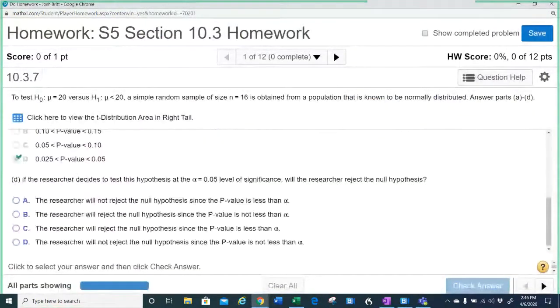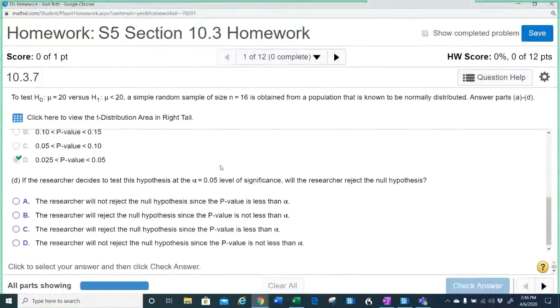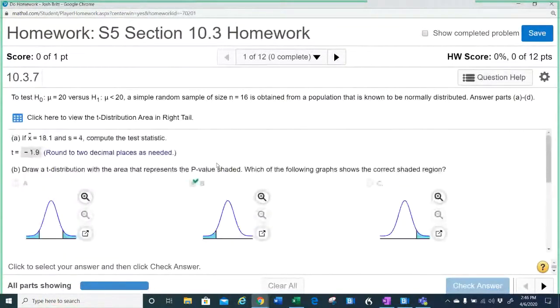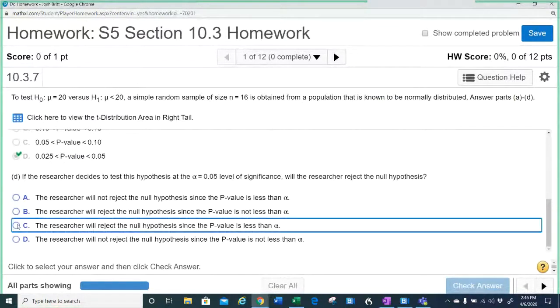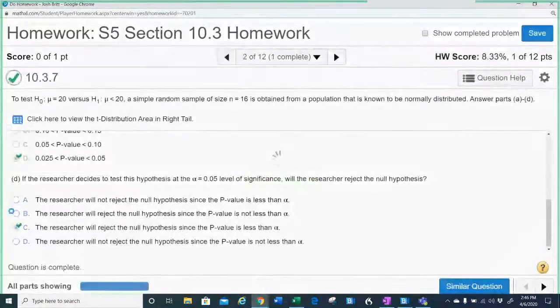And then p-value is quite small. Do they give us alpha? They don't give us, oh, here's alpha. So yes, that would be less than. So the researcher will reject the null hypothesis since p-value is less than alpha. So the meaning of p-value and all of that stays the same.